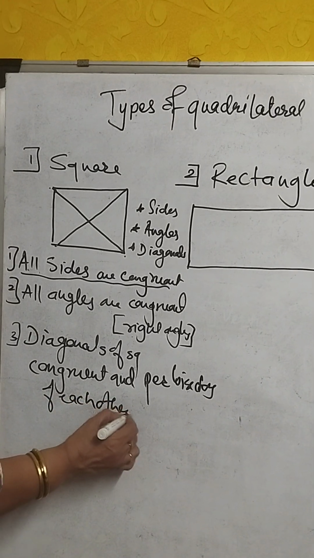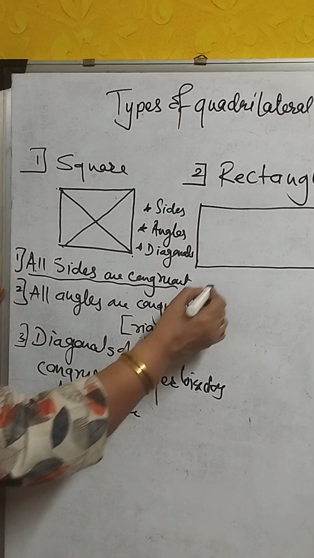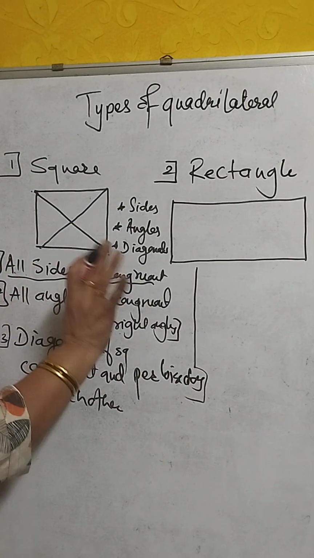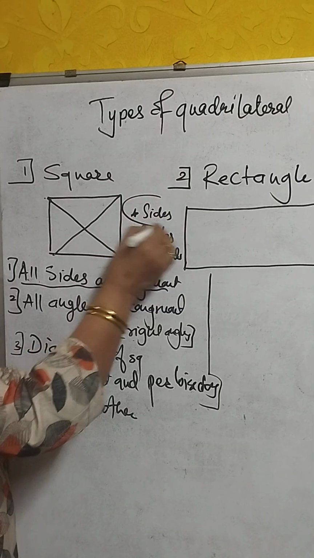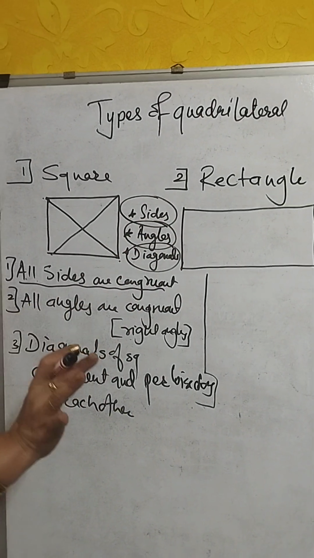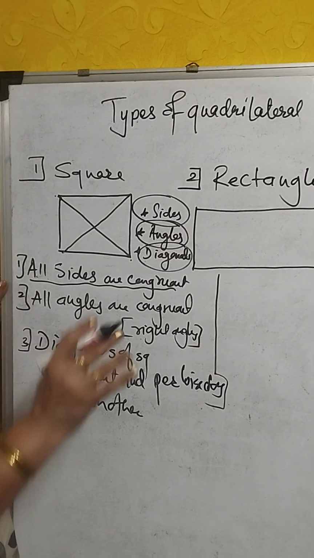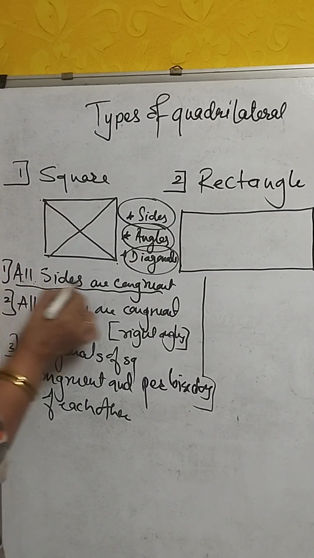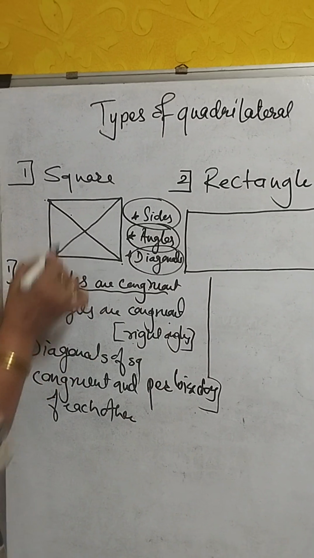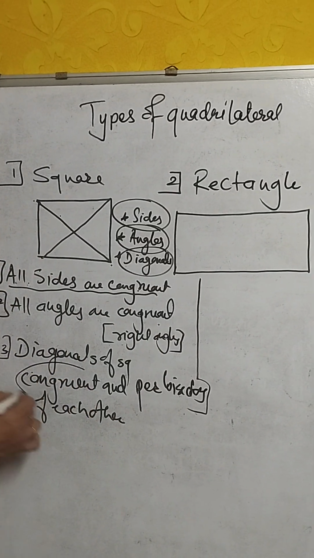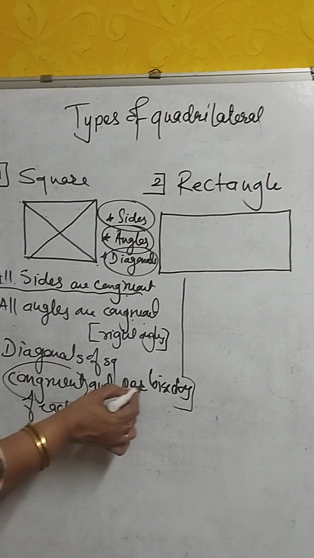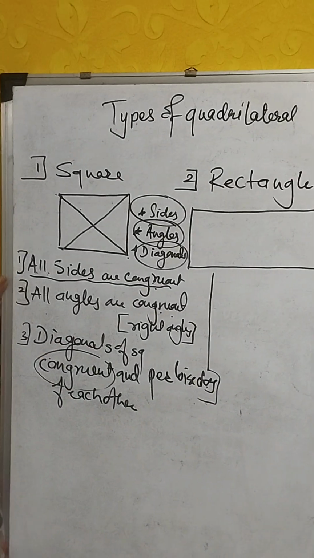Now here, what is the easier way? You must be thinking, where is the easier way, madam? The easier way is first sides, then angles, then diagonals. No confusion, no problem. About square, sides all are congruent. About square, all angles are congruent. About square, diagonals are congruent, means congruent and perpendicular bisectors of each other.